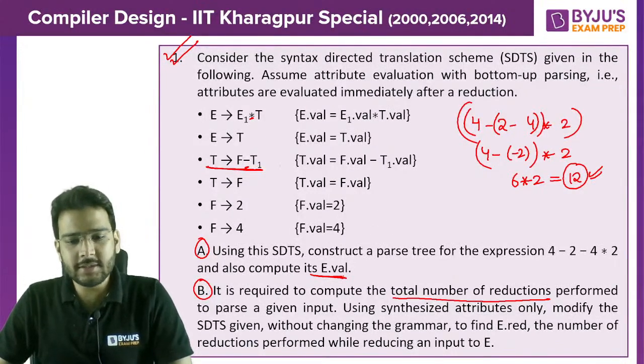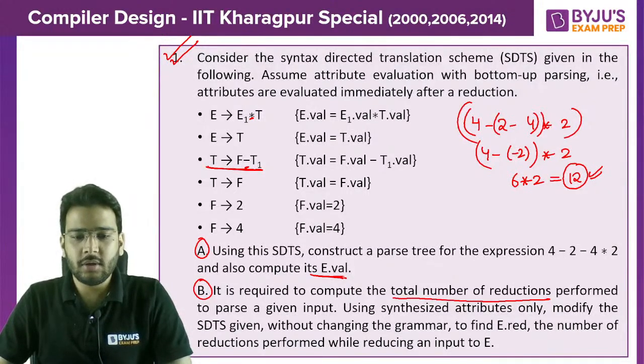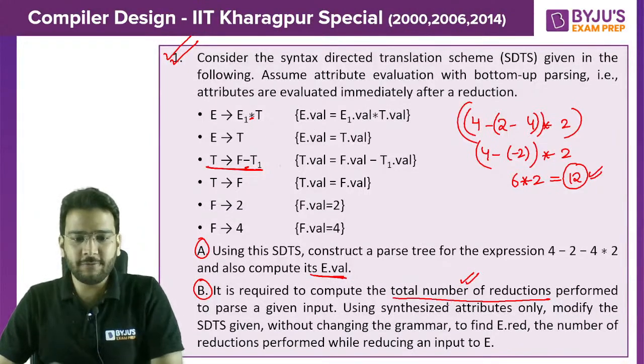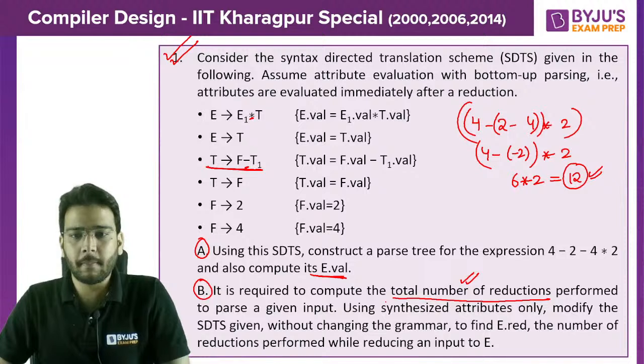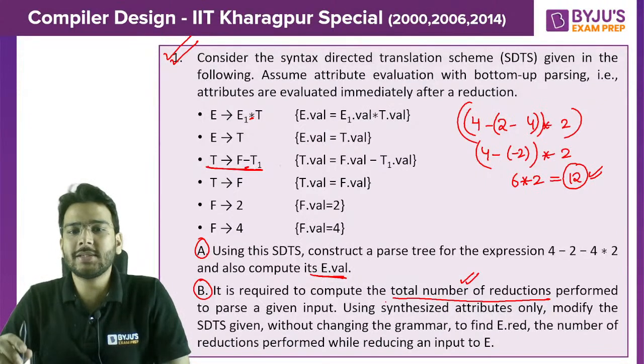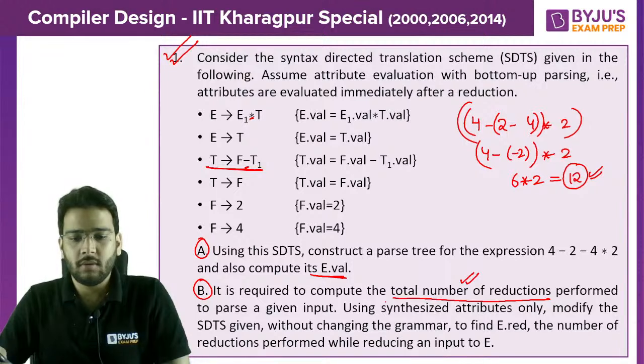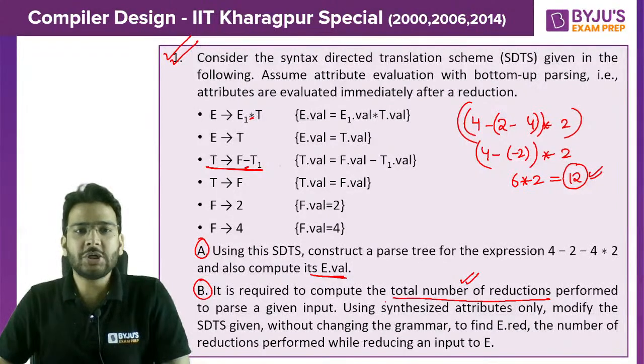Is it clear? Yes Tahir, yes Kanchan, Utkarsh, all are correct. Now let's talk about the total number of reductions. Yes guys, what should be the answer for part B now? What should be the answer here? Raja is saying 6 reductions will be performed. Yes, anyone else? What do you say? How many reductions will be performed?